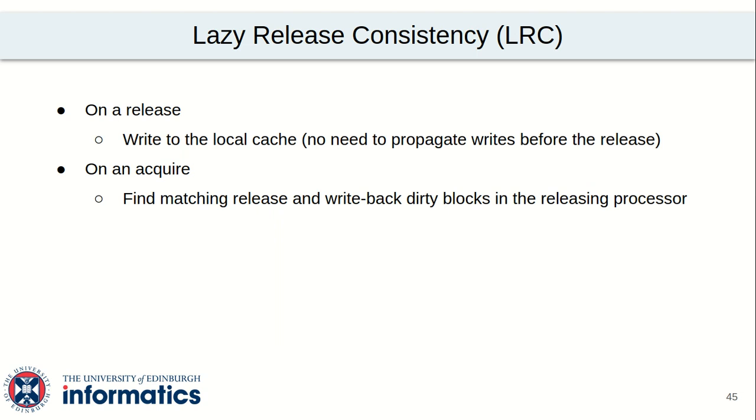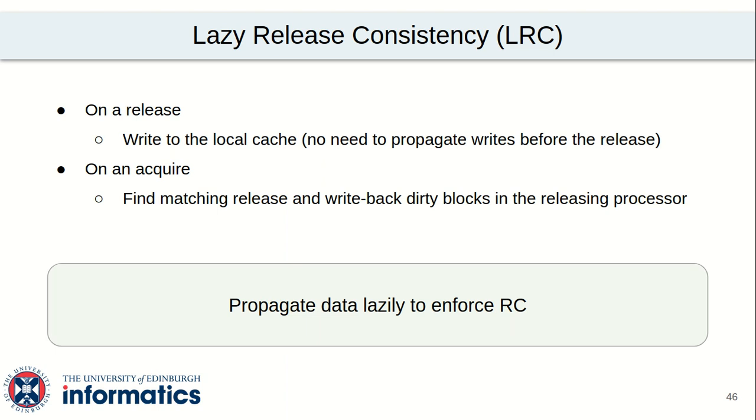Lazy release consistency works as follows. Upon release, the release write is simply written to the local cache. In particular, the writes before the release are not propagated to other processors at this point. On acquire, the matching release is identified and the dirty blocks in the releasing processor's cache are lazily propagated. Thus, data is propagated lazily to enforce release consistency.